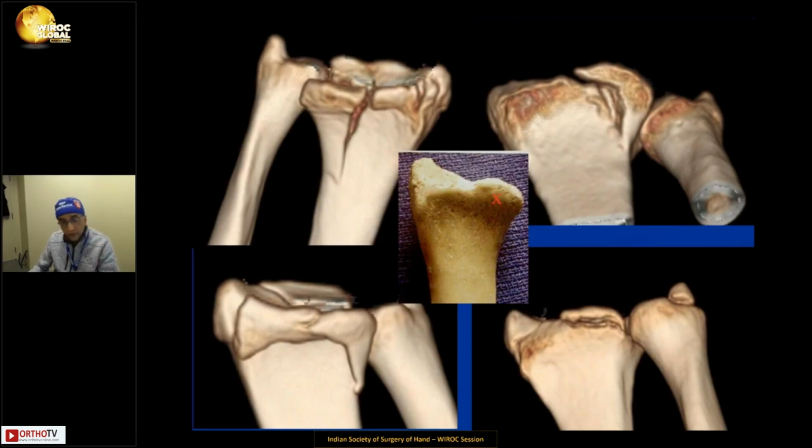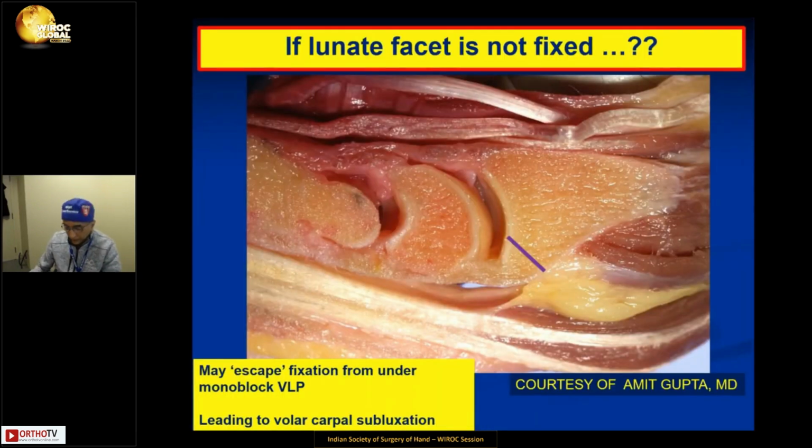So when I approach these, why do you want to approach them? Why am I emphasizing the lunate facet so much? Because if you don't fix it, what can happen is that because of the attachment of the short radiolunate ligament to the lunate facet, when the fracture fragment displaces, it's going to take your carpus with it. So having this knowledge and fixing the lunate facet fragment is very critical.